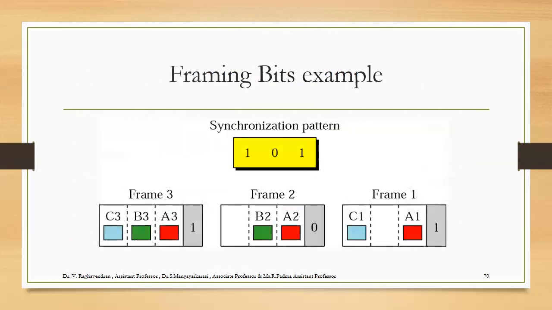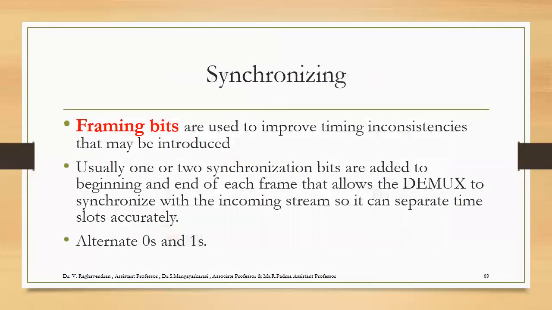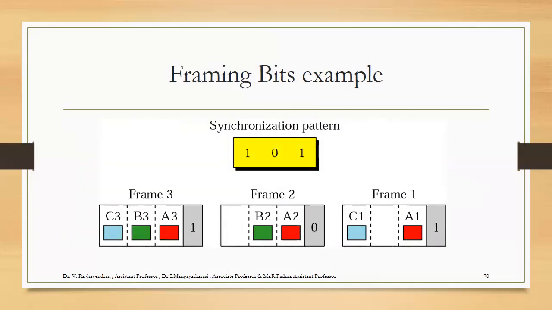Alternate zeros and ones are used. This is the synchronization pattern, that means alternating zeros and ones as framing bits. For example, frame 1 has A1, 0, C1, and the extra bit for synchronization is 1. The next frame 2 has 0, frame 3 has 1. That is, alternating zeros and ones are used for improving the inconsistencies.